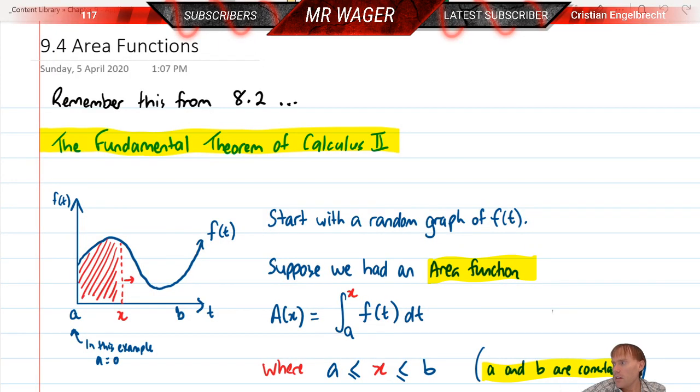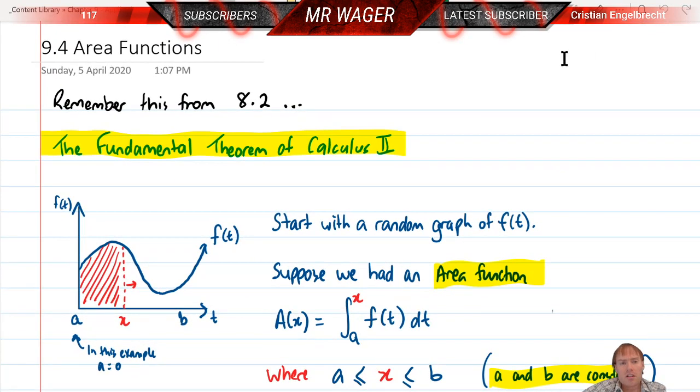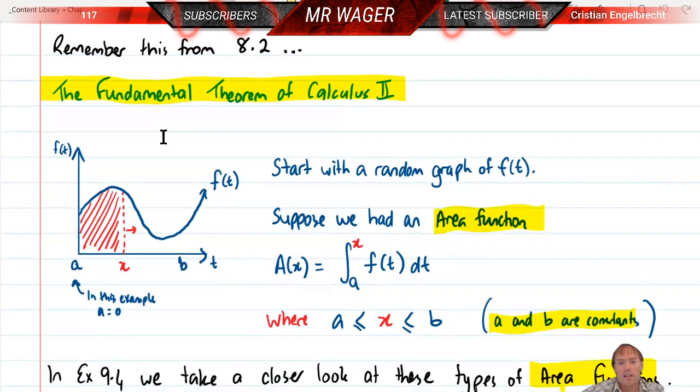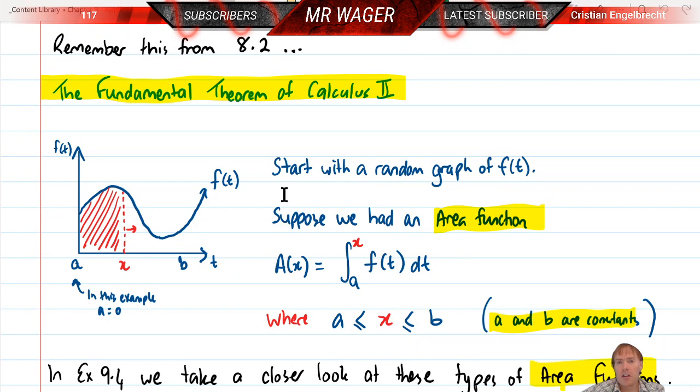Here we go. Exercise 9.4 covers area functions. And we had a bit of a sneak preview of this earlier when we covered exercise 8.2, when we looked at the rate of change of these area functions, and in particular it linked to the fundamental theorem of calculus, the second version of it, the second fundamental theorem of calculus. So all I've got here is a quick refresher, and then we'll look at the types of questions we have to do in exercise 9.4.